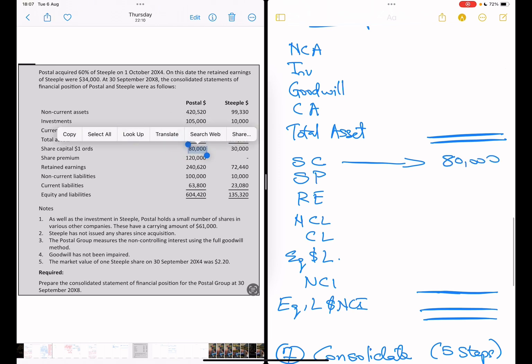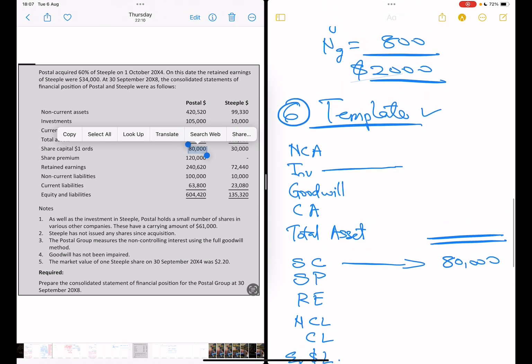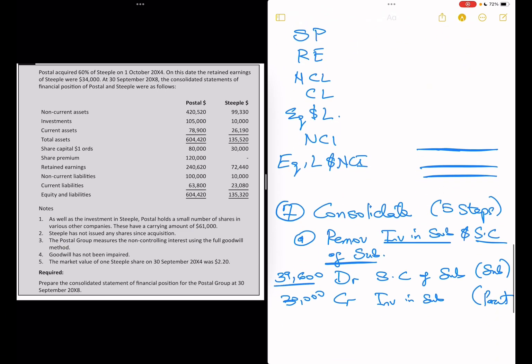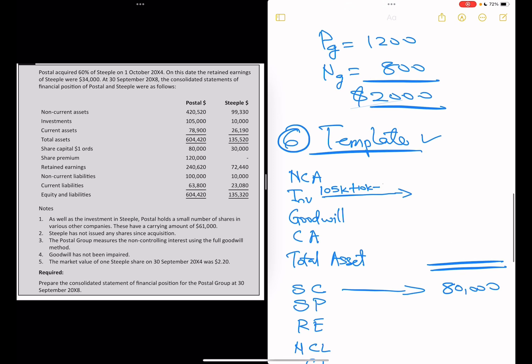80,000. And the investment column here will now be 105k plus 10k, then minus the investment in subsidiary. We need to remove that. This is 39,600, so minus 39,600. And adding all of that together will give you 75,400 for investment. That is step 1, that adjustment that you have to do.